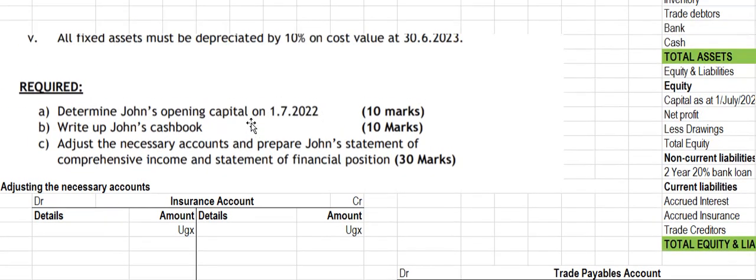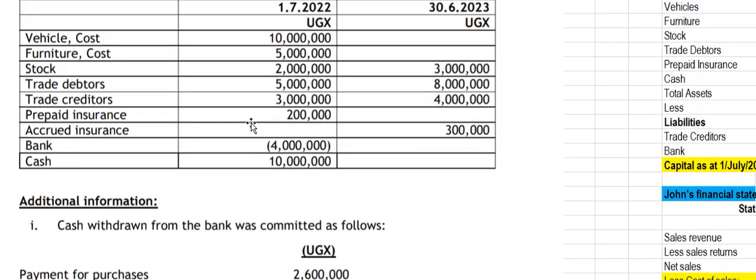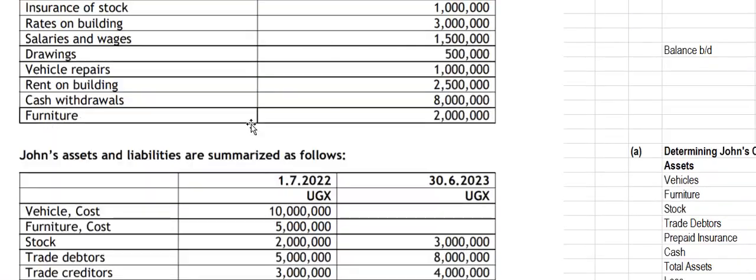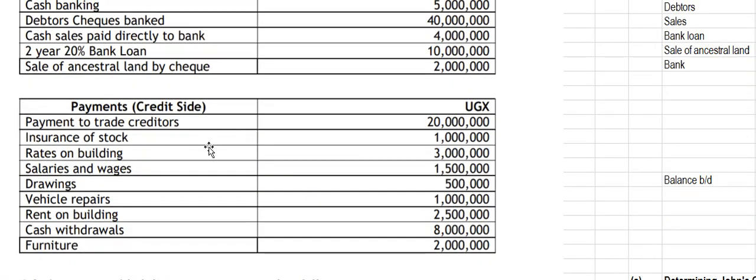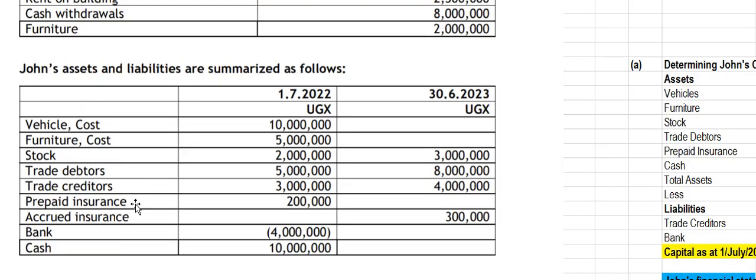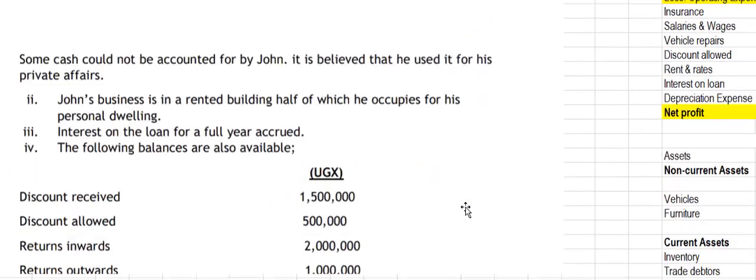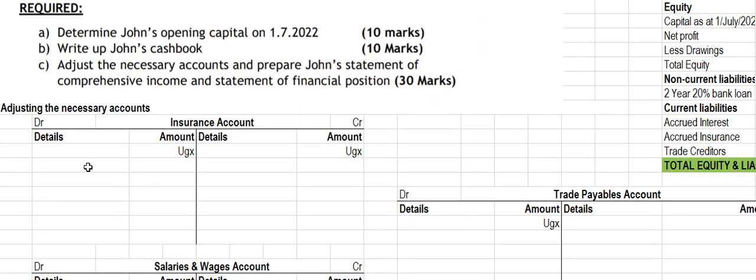We see that John paid insurance during the year. When you look at the payment side of the bank account, there is an insurance of stock, 1 million, which was paid. But still you see that John has prepaid insurance as at the start of the year. Then you also have accrued insurance as at the end of the year. So I'm going to enter all those details about insurance in the insurance account, such that we can find out the insurance expense for the year, which will appear in the statement of comprehensive income.